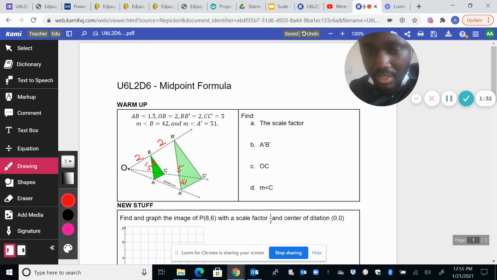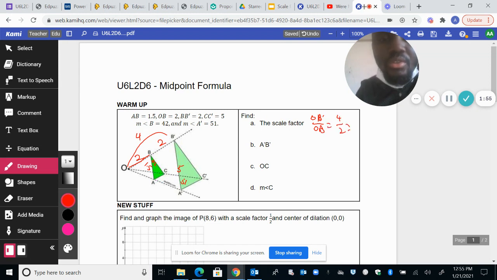To get the scale factor, since we have more information on OB and B prime, we see OB is 2, and then OB prime is just the sum of OB and BB prime, so it's going to be 2 plus 2, 4. So our scale factor is OB prime over OB, which is 4 over 2, which gives us 2. So our scale factor here is 2.